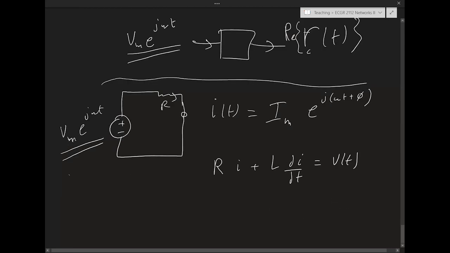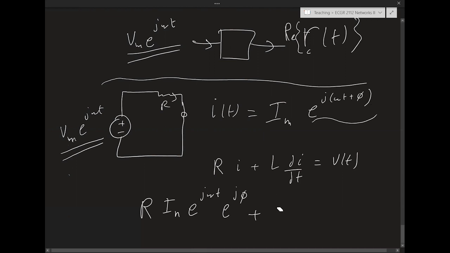And now I don't have to do any of the cosine and sine differentiation and the constants A1 and A2 and all of that. I just plug in. So I have R Im e^{j(ωt + φ)}. I'll use the exponential property and spread this out. What happens when I differentiate this? This is an exponential function, so I can differentiate it easily.